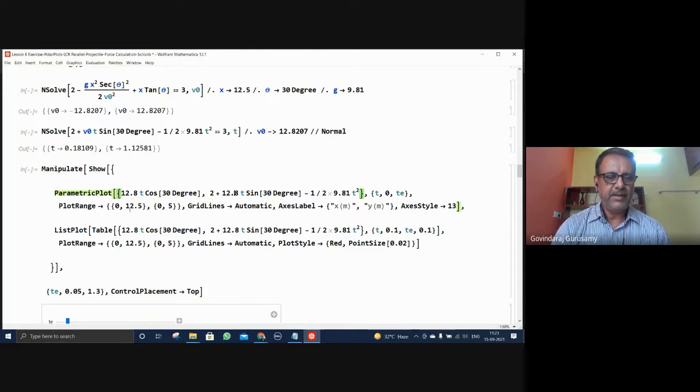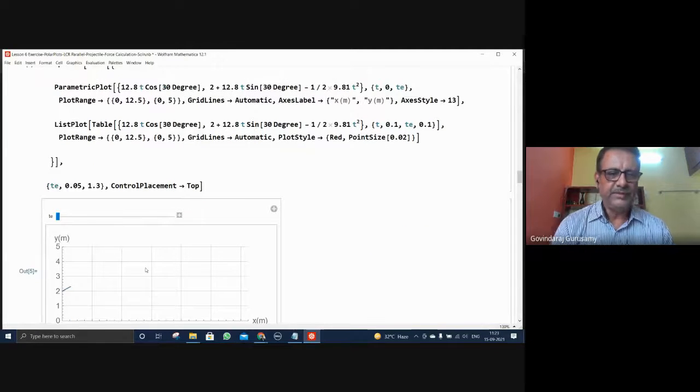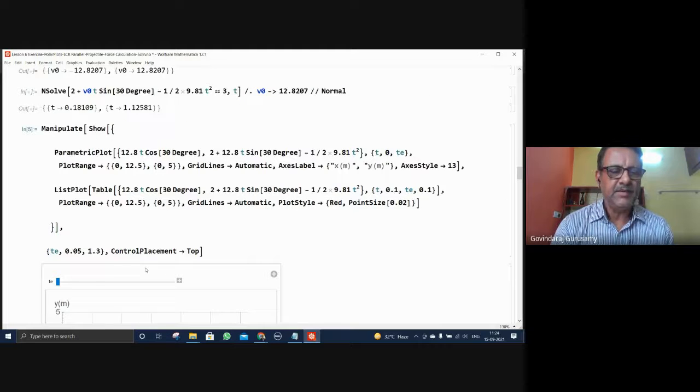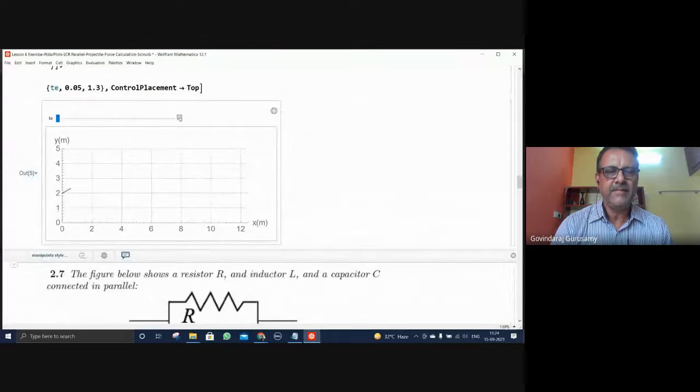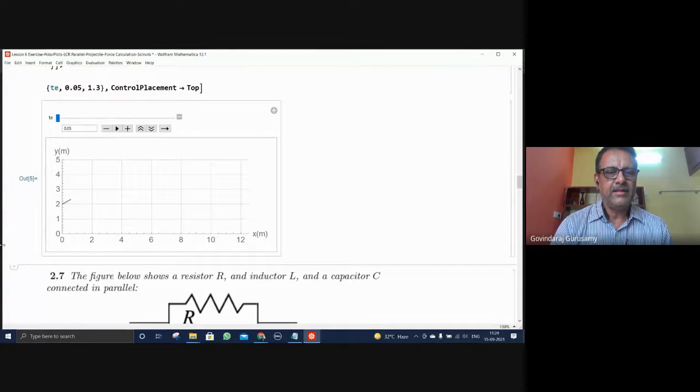And if I make a Manipulate and show them together, it appears visually as if something is pushing the basketball with a particular velocity which we have calculated and found. You can see here, it started at a height of 2 meters and is supposed to reach a range of 12.5 meters at a height of 3. That should happen. Then your problem is right.